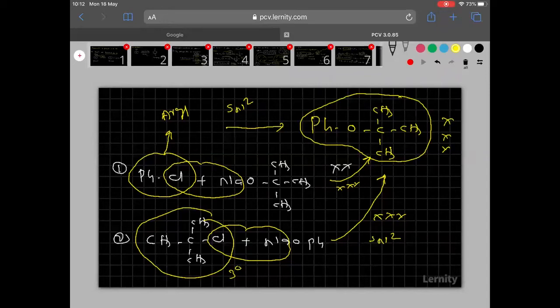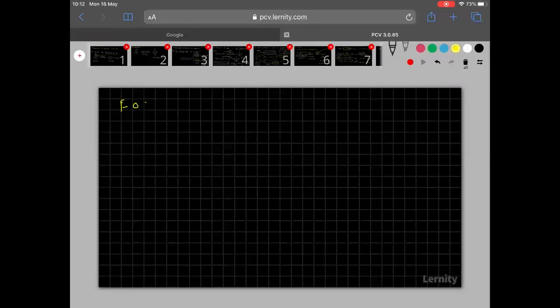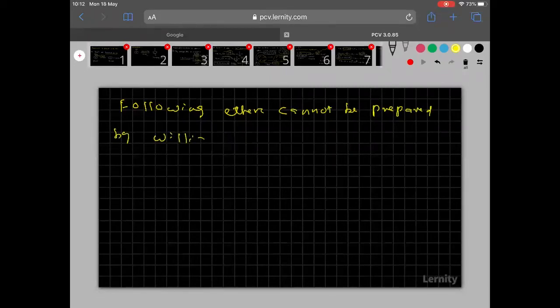Like that, still some ethers are there which we cannot prepare from Williamson synthesis. Let me go for the next slide, and here I will tell you clearly. So here I am writing, you see clearly, the following ethers cannot be prepared by Williamson's synthesis. Okay, total 3 ethers are there which we can't prepare.